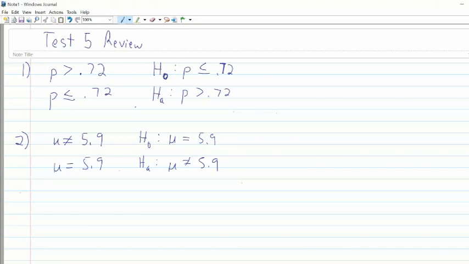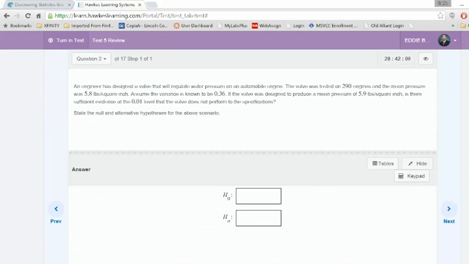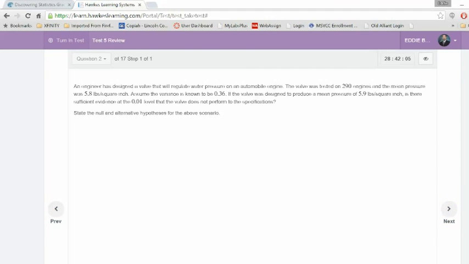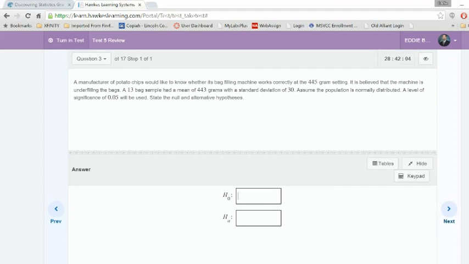Okay. Problem number 3. It's basically the same. We just want the null and alternate hypothesis. So we have to figure out what the problem is asking. If you read through here, it says it is believed that the machine is underfilling bags. So what would that actually mean? It's supposed to be filling bags correctly at 445 grams. But it's believed that it's underfilling bags.